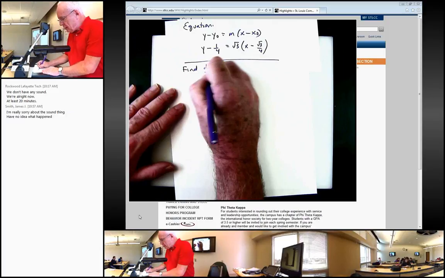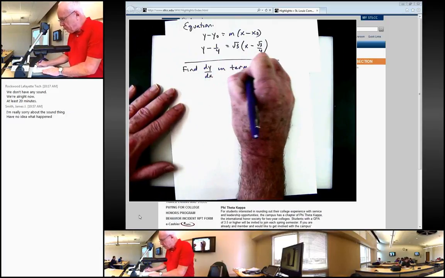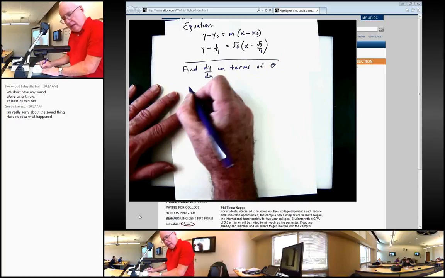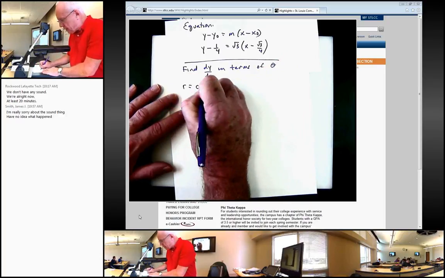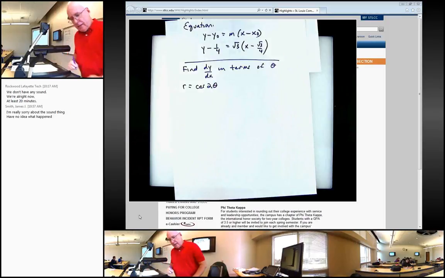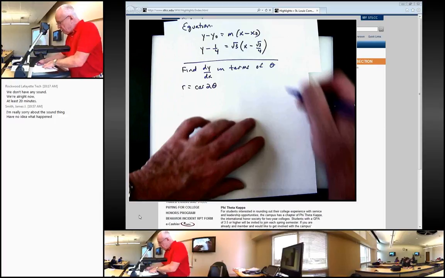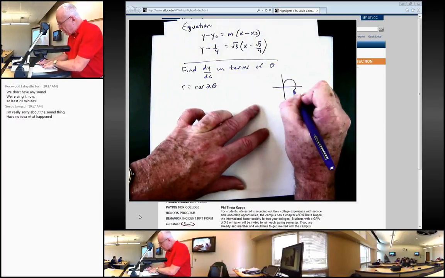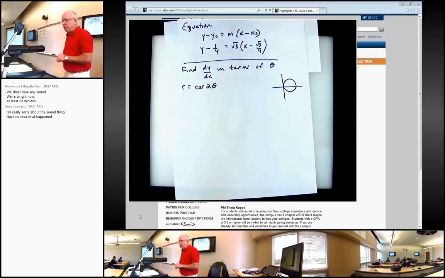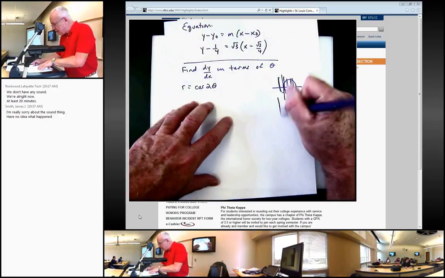Again, we're finding dy/dx in terms of theta. The polar curve we're given is r equals cosine of 2 theta. Just for grins, we know this curve roughly looks like this. No, I'm sorry, it looks like this. It's the four-leaf rose.